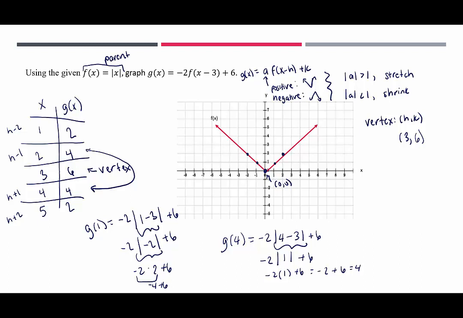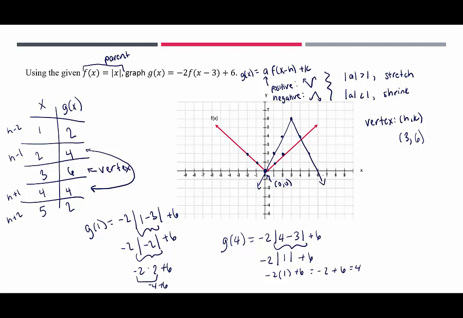And now we're ready to graph. So I'm going to start with my vertex, 3, 6. It's up here. And then I'm going to go over to 1, 2, 2, 4, 4, 4, and 5, 2. Now, I chose to do a table of values. You absolutely do not have to do a table of values. I think I just missed my point there. If you want, you can use the slope as a guide. Looks like this one goes through the origin. Lovely.